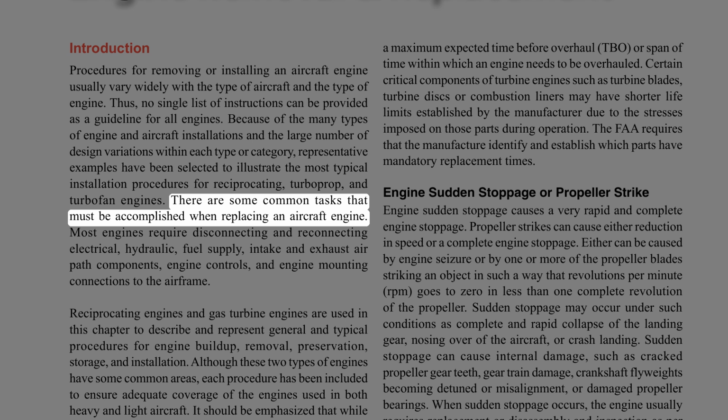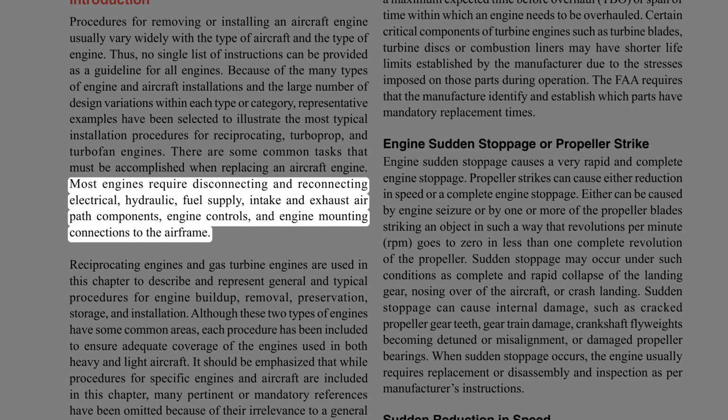There are some common tasks that must be accomplished when replacing an aircraft engine. Most engines require disconnecting and reconnecting electrical, hydraulic, fuel supply, intake and exhaust air path components, engine controls, and engine mounting connections to the airframe.